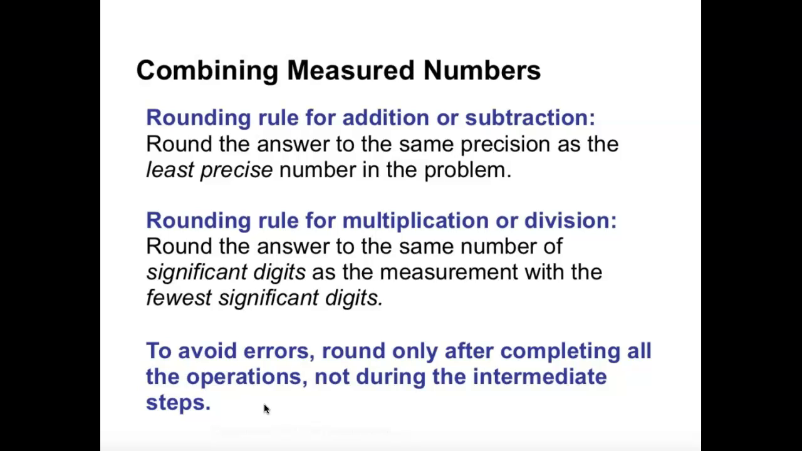For multiplication and division, it's similar, except instead of precision, we're going to base it on significant digits. So you have to round the answer to the same number of significant digits as the measurement with the fewest significant digits in multiplication and division. And just to be clear, you only ever want to round after you complete all operations. You never want to round during intermediate steps, only at the very end. If you round in the middle somewhere, you're going to end up with what we call round off error.